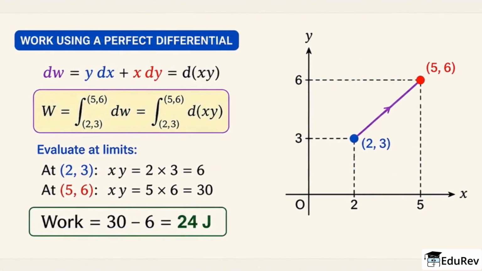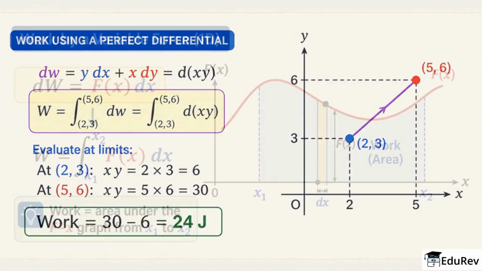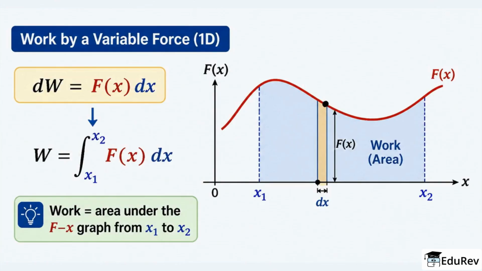Another example uses a perfect differential. The small work dW equals y dx plus x dy, which equals the differential of xy. Integrate from (2,3) to (5,6). Compute xy at limits. At start, 2 times 3 equals 6. At end, 5 times 6 equals 30. Difference is 24 joules.